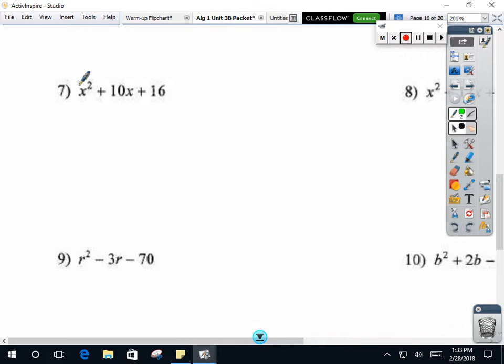Okay, let's look at number 7. The A is 1, so right now it's not a concern. What is the B? And what is the C?